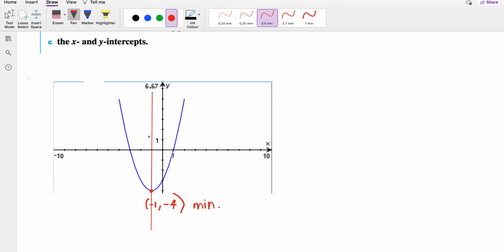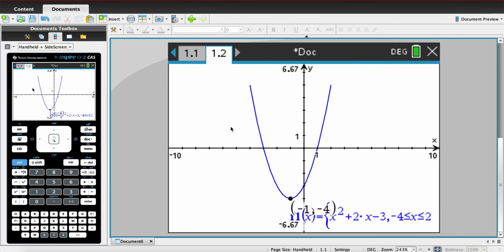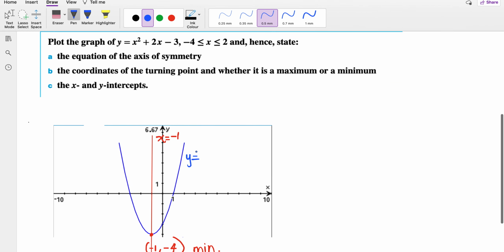And what's it going to be? Remember, in this case, x always has the same value. What value does it have? My turning point is telling me. So my axis of symmetry is x equals -1. Always remember that when you have your graph, you should label your graph. So this one is y equals x squared plus 2x, take away 3.